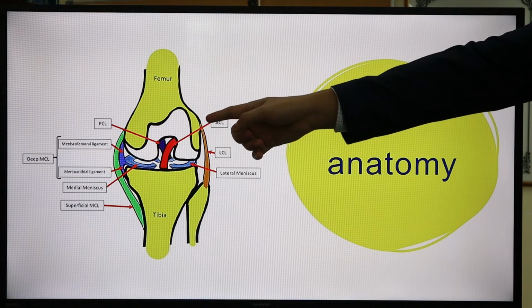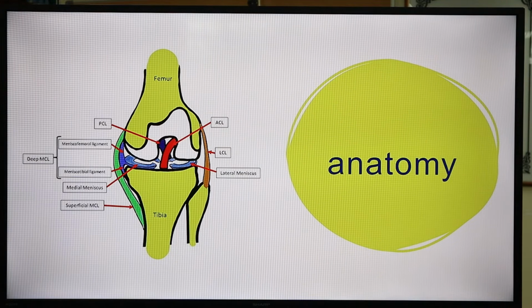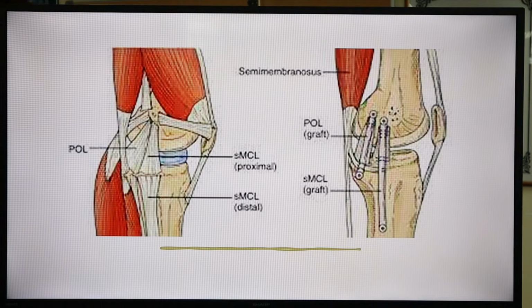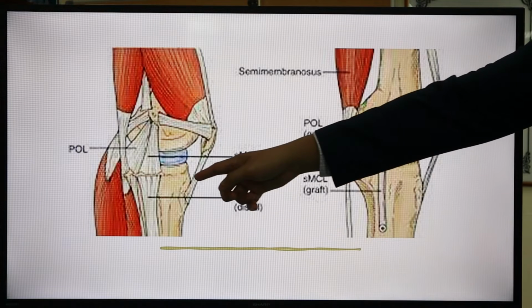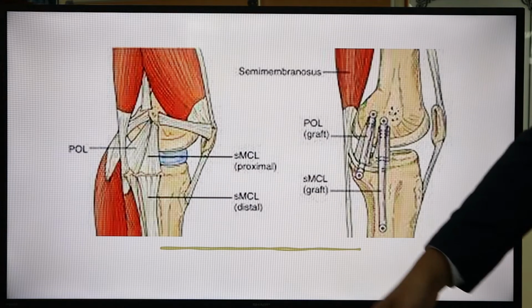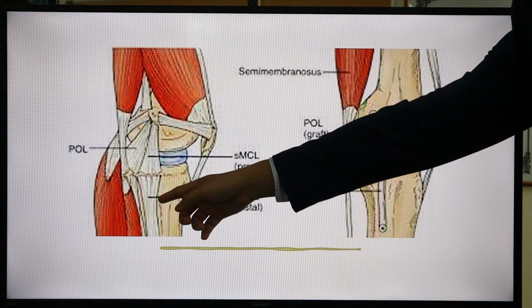Whereas the deep fibers attach again from the medial femoral condyle, and blend in with the capsule of the knee joint, as well as having an attachment to the meniscus, the meniscofemoral and meniscotibial ligaments. It actually causes your medial meniscus to be rigid, and it provides stability to the knee joint. So again, like I said, MCL has two important attachments. One is at the proximal part, 4 cm below the joint line. Another one is the distal attachment.